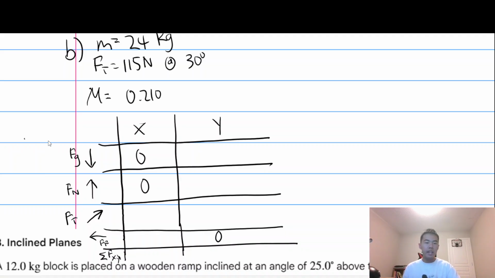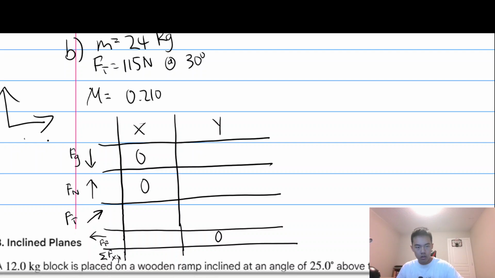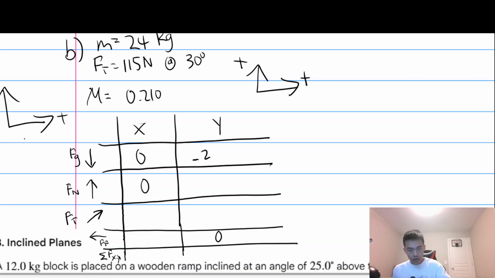We can easily calculate the force of gravity. Just 24 times negative 9.81. Again, we need a calculator. Oh, I can't. That's kind of out of the camera. Like this. So that's negative 235 newtons. Now, our normal force, we can't find that immediately. We need to calculate that with the force of tension.